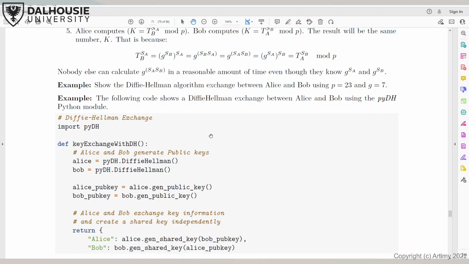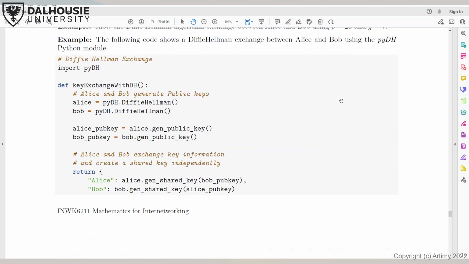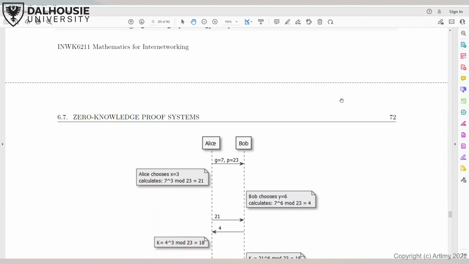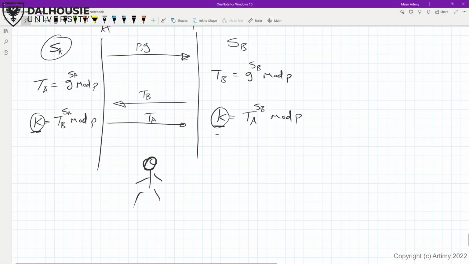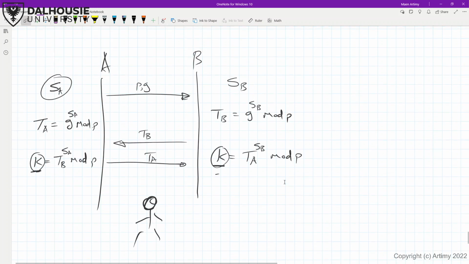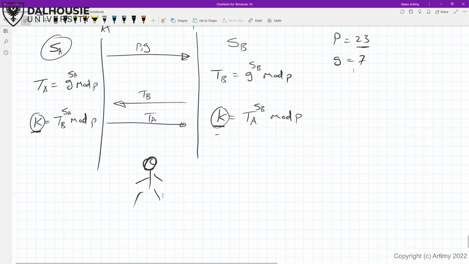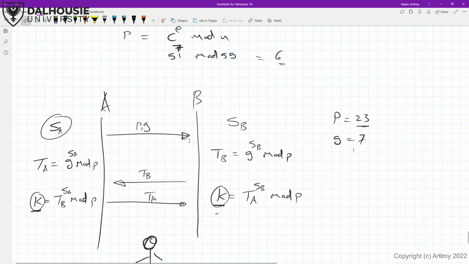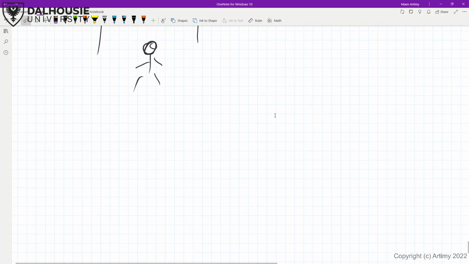Okay, so let's use an example here where P is 23 and G is 7. Okay. So let's go back to the example. So P is 23, which is a prime number, and G is 7. Okay, and we can guess any numbers. So we'll guess SA and SB of our own.